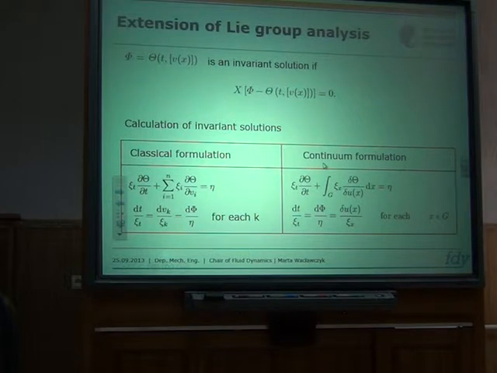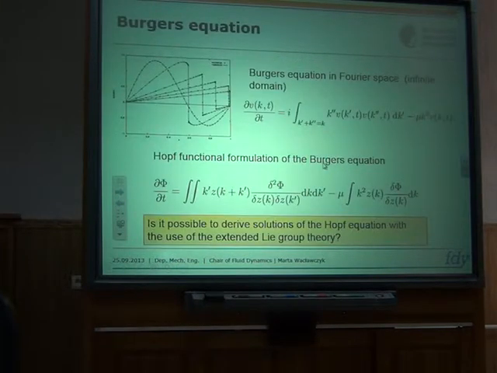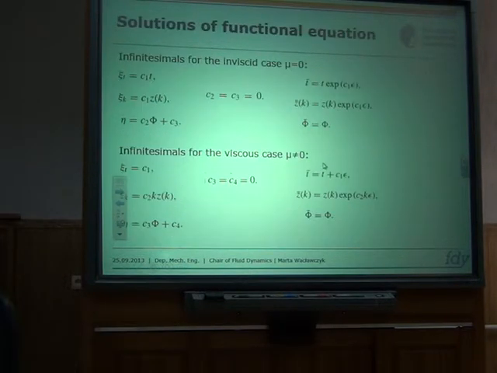And once we have these infinitesimals, it is also possible to obtain an invariant solution of the functional equation. So this extended Lie group analysis was applied to the Burgers equation in Fourier space. It has such a form in the infinite domain, and the Hopf functional formulation of the Burgers equation has such a form. So these are functional derivatives and the integrals inside. And the question was, is it possible to find a solution of the Hopf equation with the use of Lie group theory?